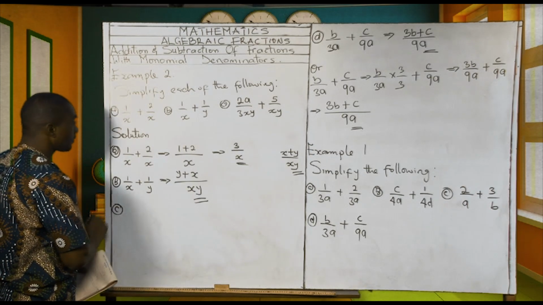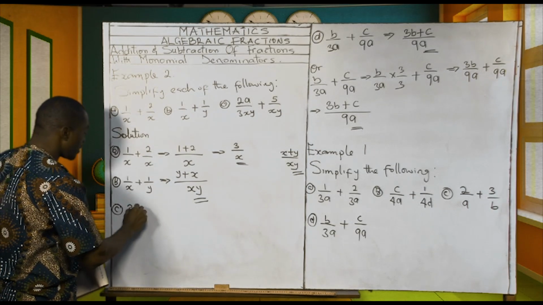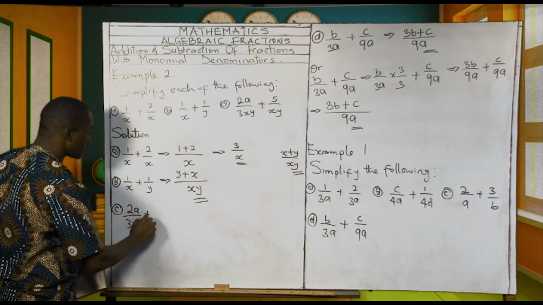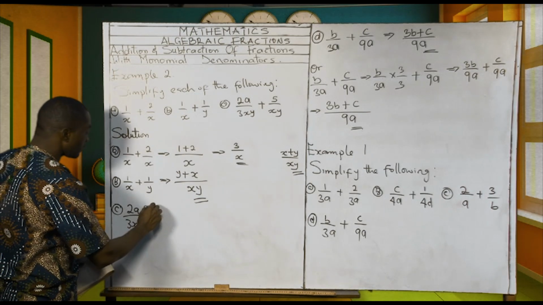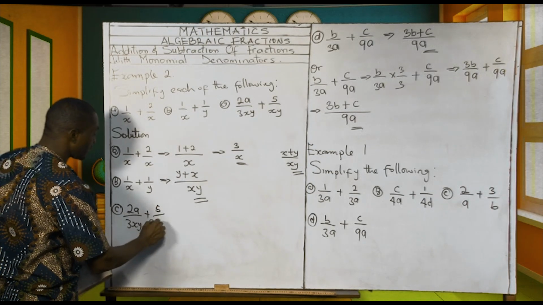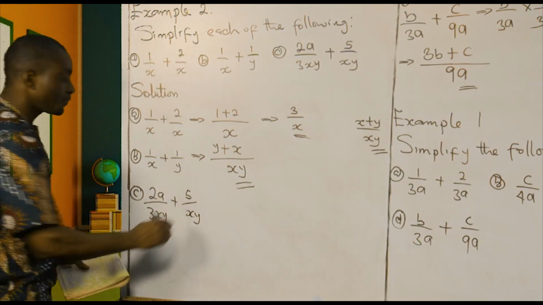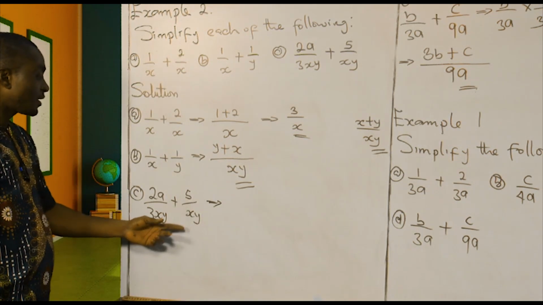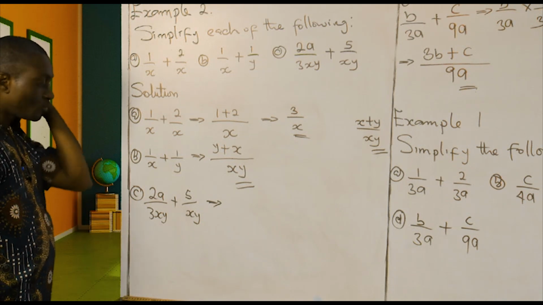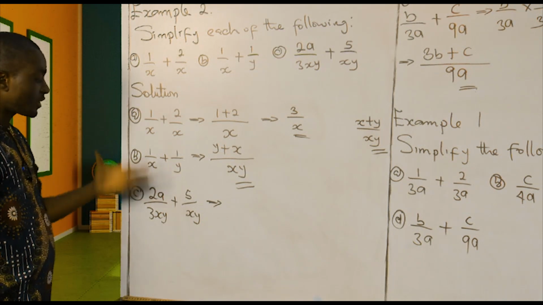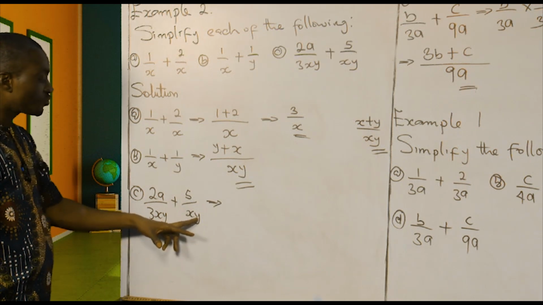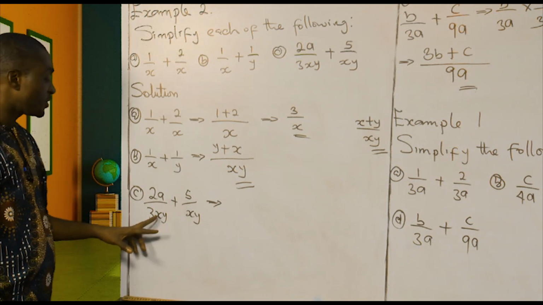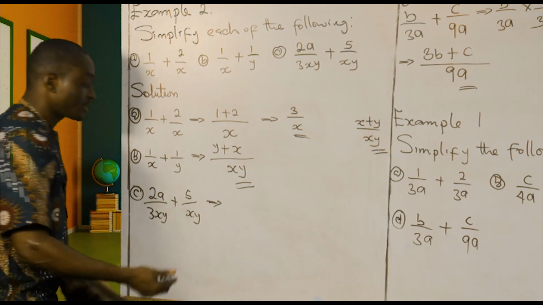C, we have 2a over 3xy plus 5 over xy. This will give us what? We need to find the LCM of 3xy and xy. The LCM will give us 3xy. The lowest common multiple of these two denominators is 3xy.